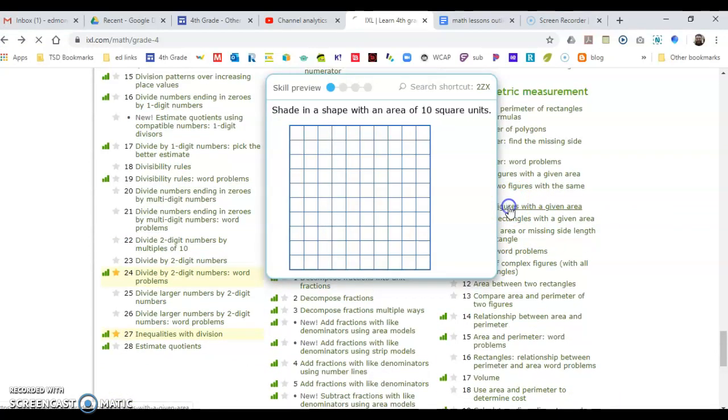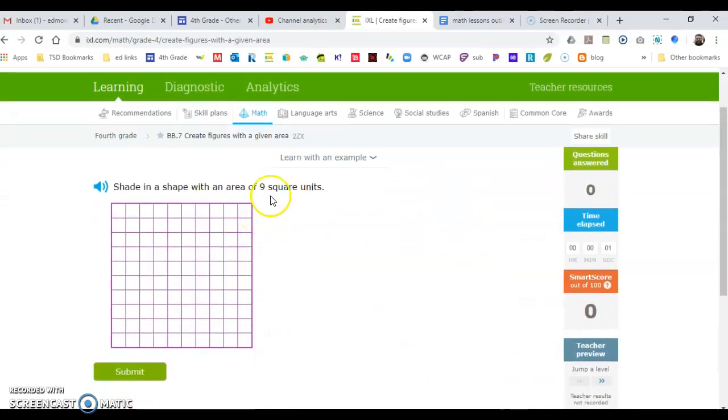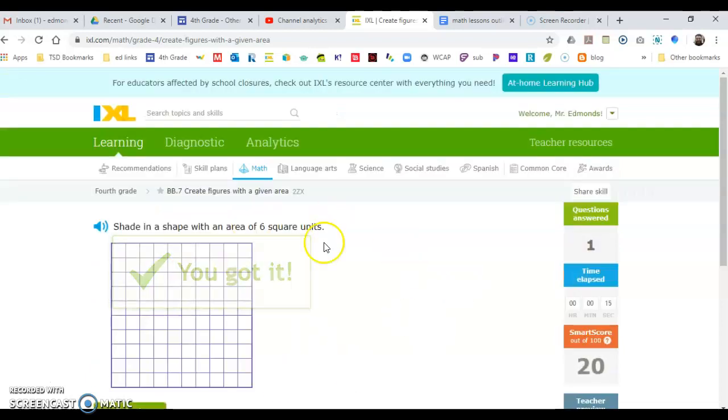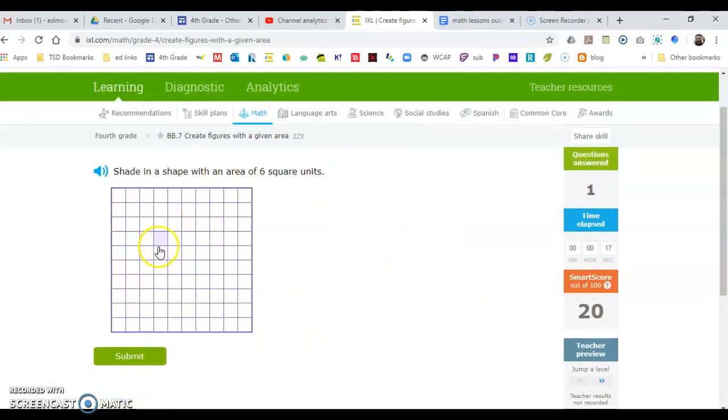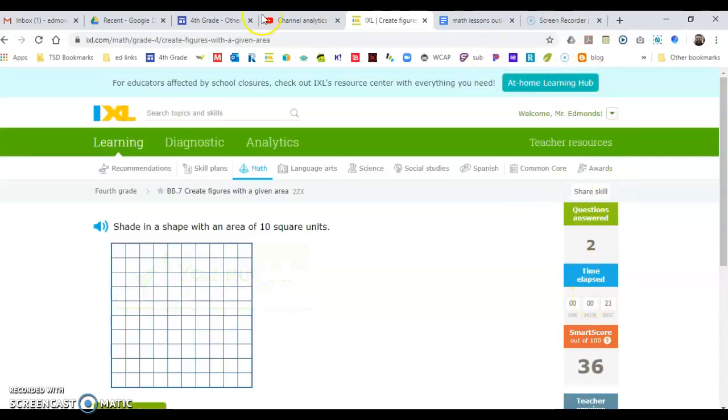BB7 is you're going to create the area with the shape, so they're going to give you a number of square units, and you just draw the shape. This is one of those ones that you can get kind of creative on. You know, if it happens 1, 2, 3, 4, 5, 6, 7, 8, 9, if you want to make a pattern and submit, that's perfectly okay. So you're just making shapes that have the given number of units. Okay, that's BB7.